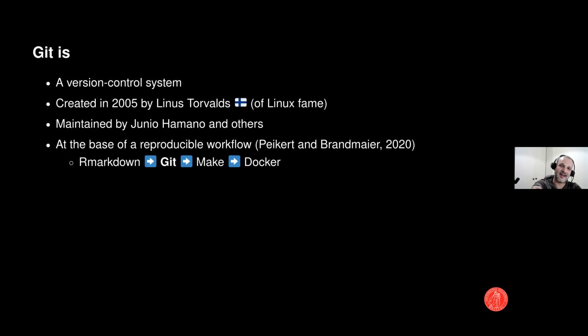And this is the part where I wanted to thank Henrik for pointing me to this article from Pikett and Brandmeier, which says that Git is at the base of a reproducible workflow, which starts with R Markdown, of course, basically talking about R here. Then we use Git to control versions, make dependencies, and Docker basically to package the whole thing. But I'm not going to get into details about this.